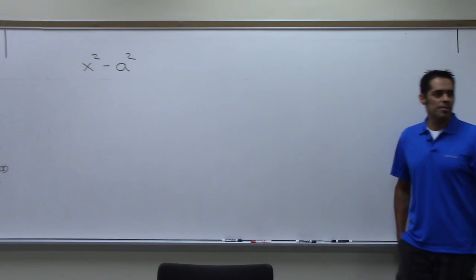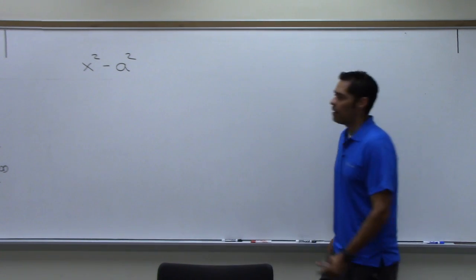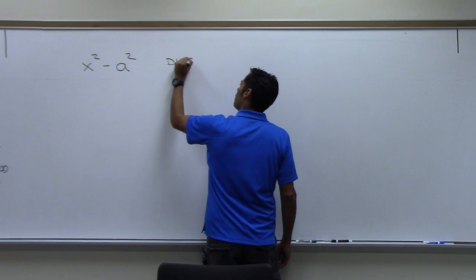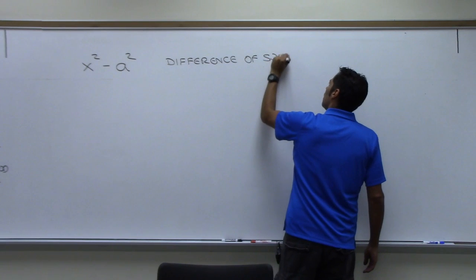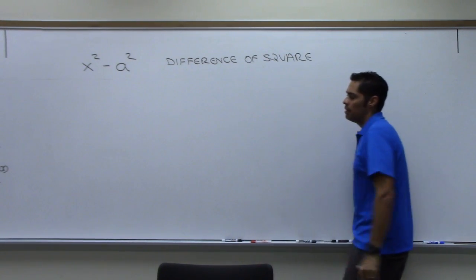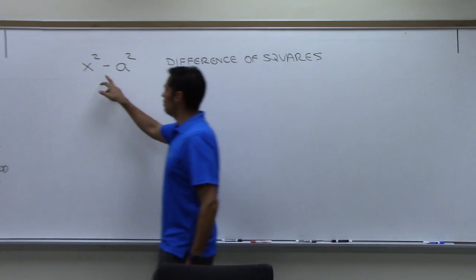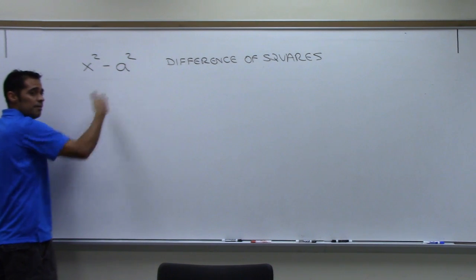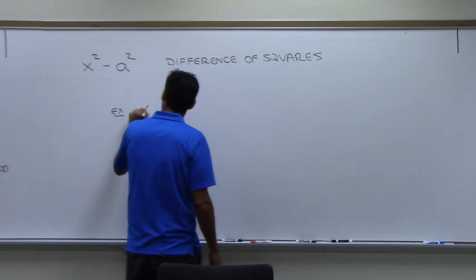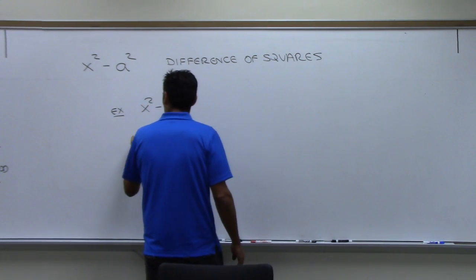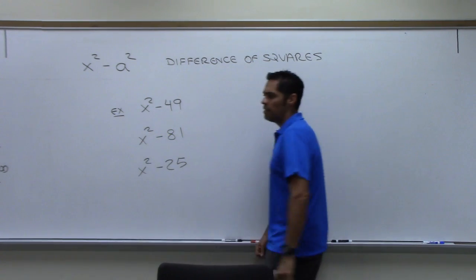If you have two terms, the only thing that we are going to look at in this class is what's called a difference of squares. So in order to factor a two-term expression, we must have a difference of squares. That means it must be something squared minus something else squared. If that happens, we can do it. Here are some specific examples: x squared minus 49, x squared minus 81, x squared minus 25. These are all difference of squares.